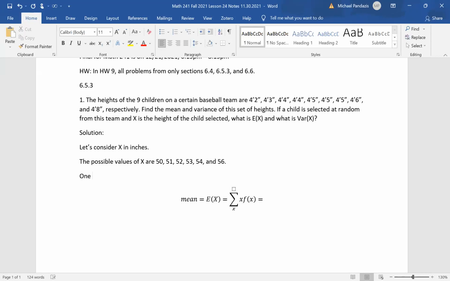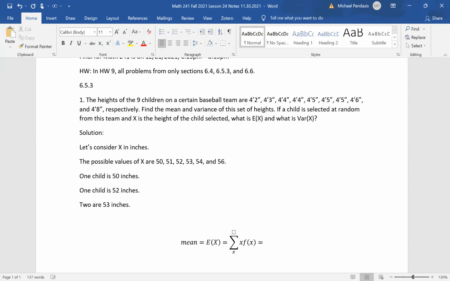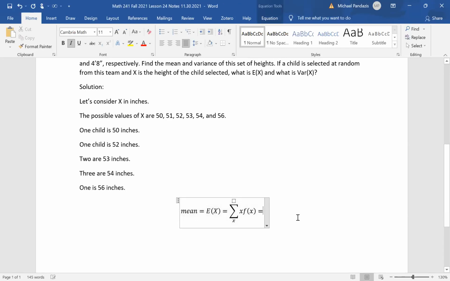So one child is 50 inches. One child is 51 inches. 2 are 53 inches. 3 are 54 inches, and 1 is 56 inches. Okay, so that's the number of each. So you're going to take each value.